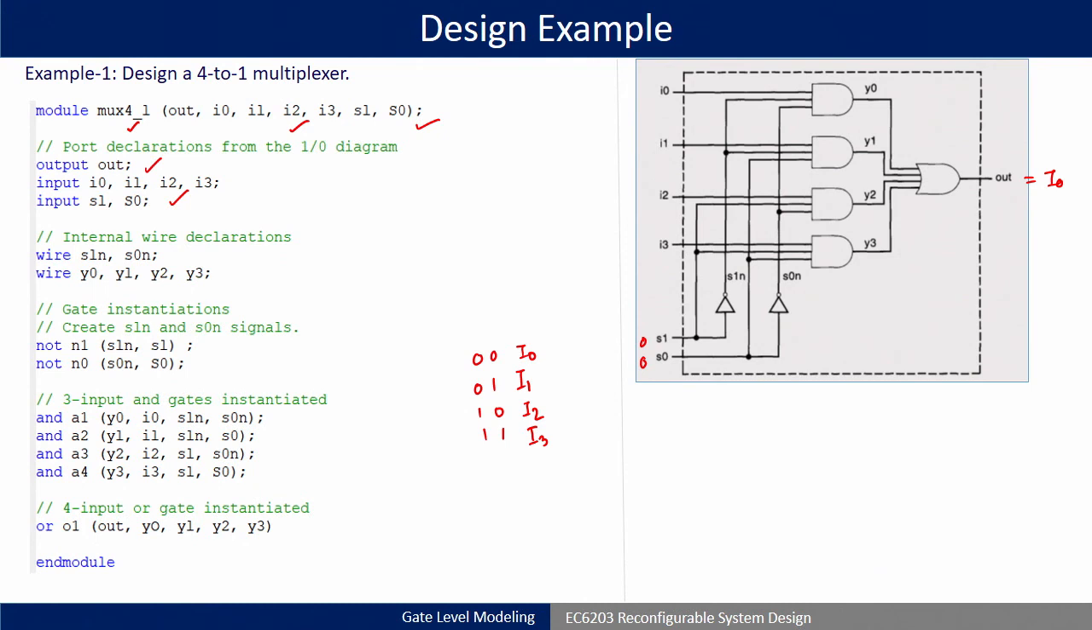Okay. So, next you have to declare internal wires. So, here, if you see S1n and S0n and Y0, Y1, Y2, Y3, these are the intermediate wires which are connecting the intermediate nodes, which are not defined here. Okay. So, those form the internal signals, or internal wires or nets. Okay. So, that we have to decide and define. So, wire S1n, S0n and wire Y0, Y1, Y2, Y3.